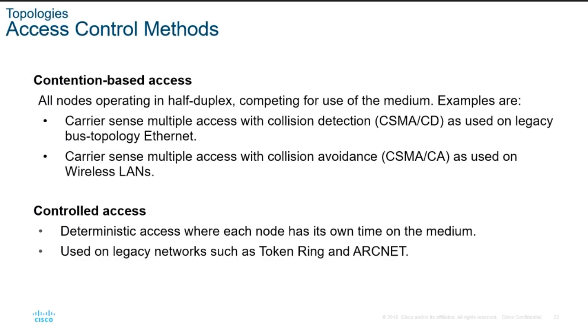Controlled access, on the other hand, is deterministic access where each node has its own time on the medium. It is used on legacy networks such as token ring and ARPANET. Controlled access was used with token ring.